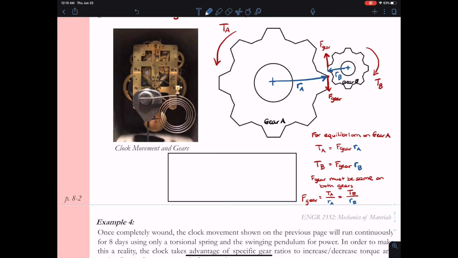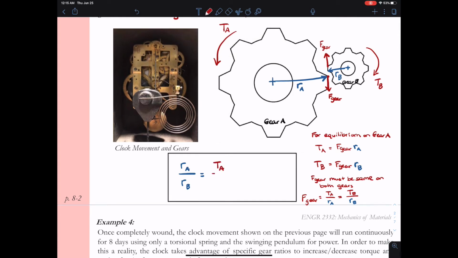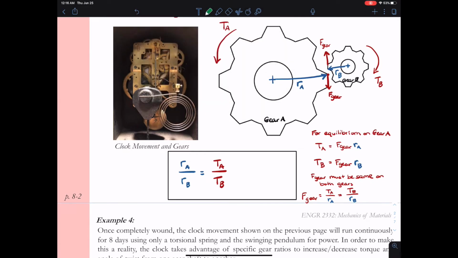So the gear ratio is going to be a ratio of the radii of gears A and B. If we rewrite this formula, this portion down at the lower right-hand side, we can rewrite it as the radius of A over the radius of B equals the torque of A over the torque of B. This is what we refer to as the gear ratio, and we see that we can relate the torques. So the torques in both gears aren't necessarily going to be the same. They're going to be either scaled up or scaled down depending upon the ratio of the radius of these gears.